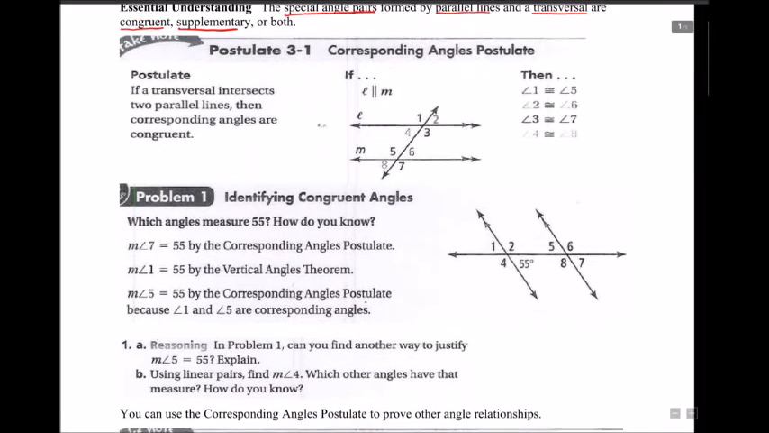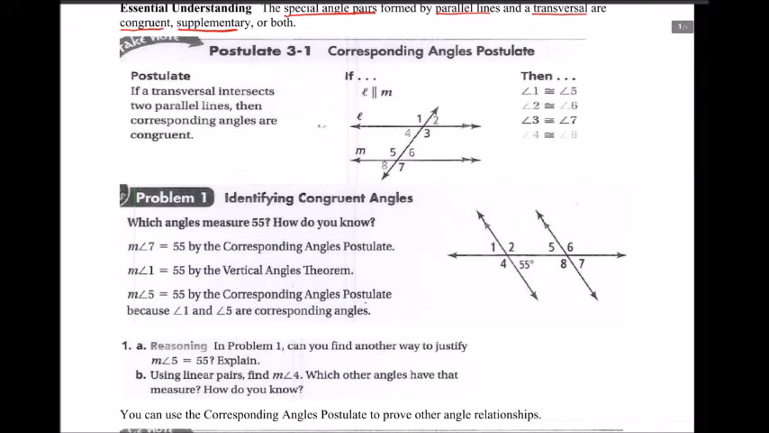Let's take a look at our first postulate here. First postulate is called the corresponding angles postulate, and we can shorten this one to corresponding angles postulate. We know we like to shorten things down. And it says, if a transversal intersects two parallel lines, now that's our requirement. We have to have two parallel lines being cut by a transversal.